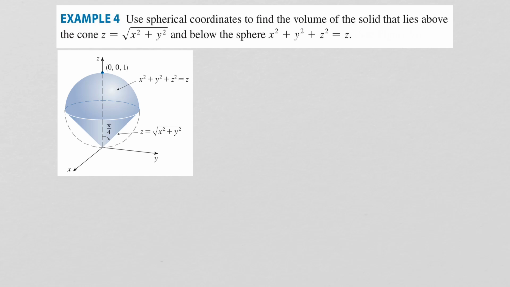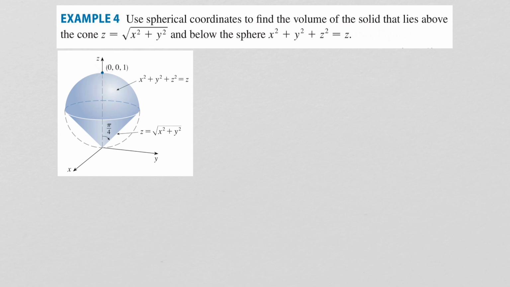And for our second example of integration using spherical coordinates, and this will be our final example for the section, we would like to use spherical coordinates to find the volume of the solid that lies above the cone, z equals square root of x squared plus y squared, which is this cone right here, but below the sphere, x squared plus y squared plus z squared is equal to z. Now, this equation right here, this is nothing more than a sphere whose center is at 0, 0, 1/2, and whose radius is also 1/2.